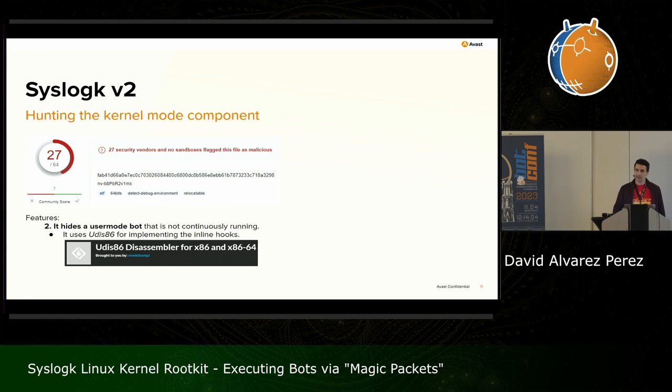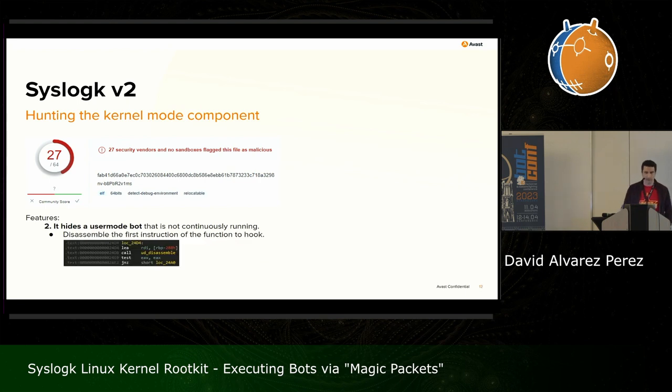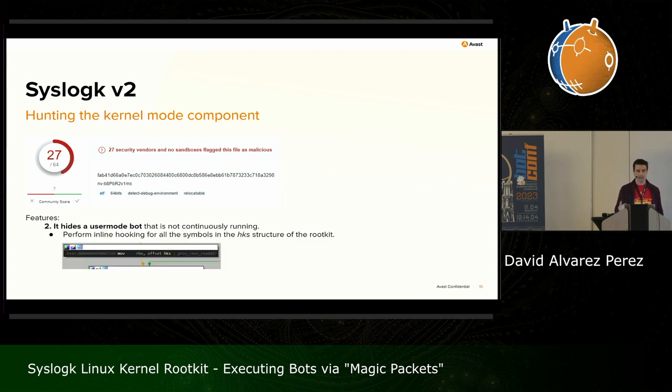The way that Syslogk hooks the functions is using a dependency, an x86 and x86-64 disassembly dependency. This is important because this rootkit will not work in other architectures because of this dependency. And you can see that it performs inline hooking with this disassembly dependency. It disassembles the first instruction of the function. In case the first instruction indicates that the function is not a virgin function, I mean it is already hooked, it skips the function and doesn't perform a hook on it. But otherwise, it copies the original bytes and then places the hooks based on a HKS structure which contains entries with pairs of the original function plus the hook.